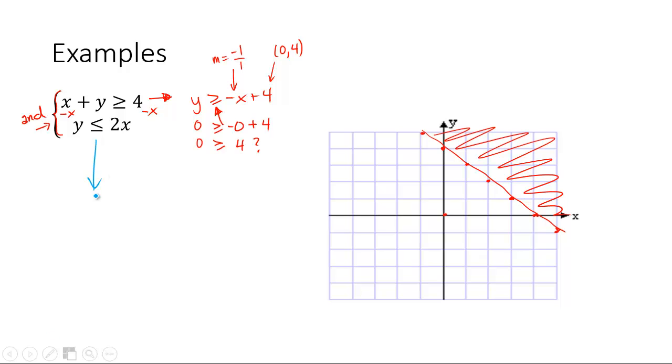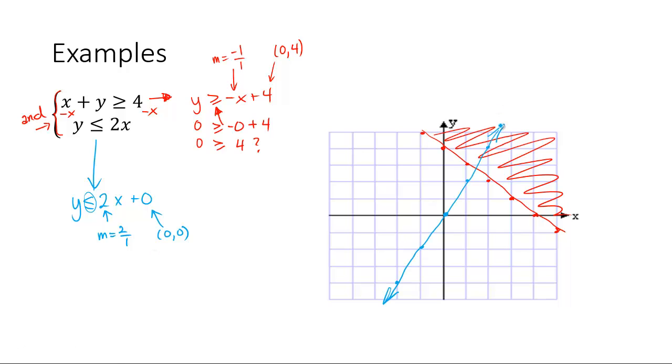Now let's look at the second one. We'll do this one in blue. This one's already solved for y, so you can already see that the slope is 2 over 1. And our y-intercept is 0 because 0, 0 is a point. So in this case, 0, 0 is a point on our graph, and we go up 2 over 1, up 2 over 1, and so on. Now what kind of line is it? It's also solid because of that equal sign.